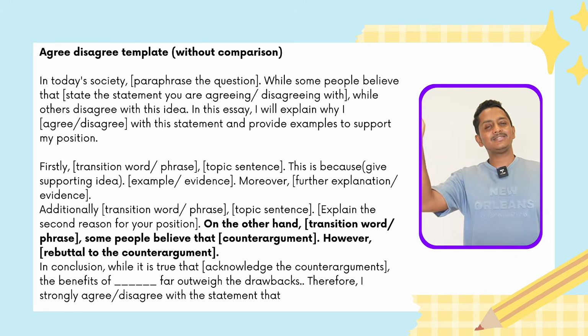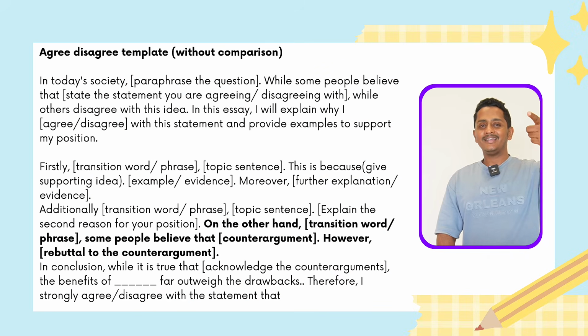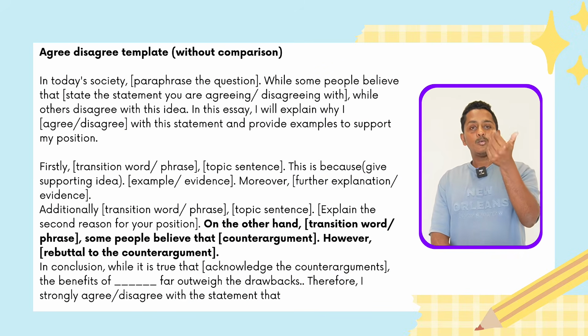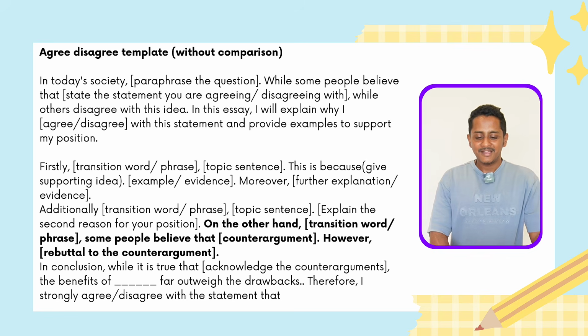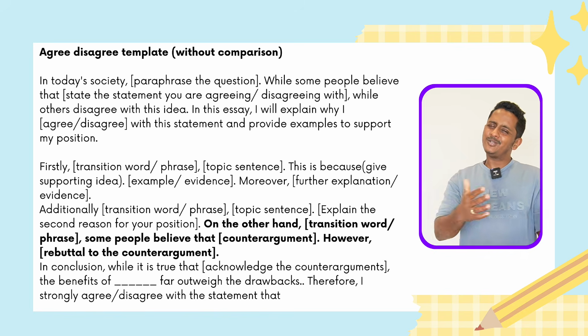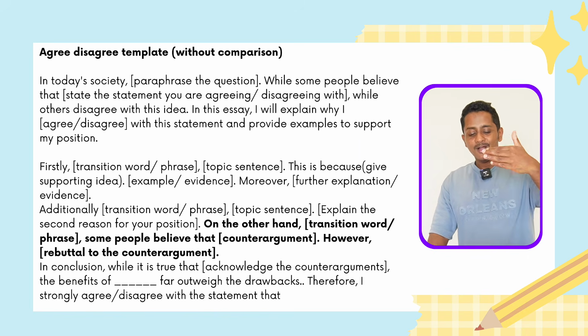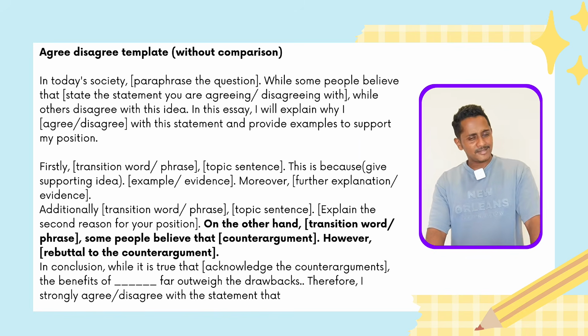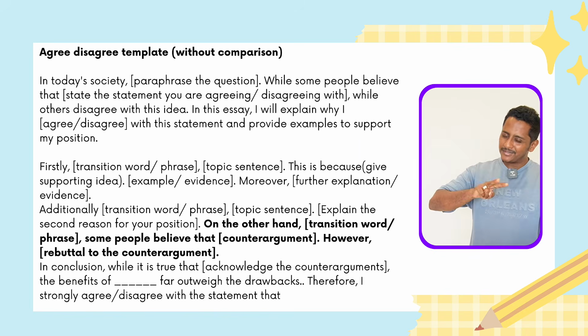Example, CWES: claim, why, example, so what. Claim is firstly, you claim your point. Why is, this is because, give supporting idea, example, and so what. If you want, you can write so what, or you can continue with one more idea. Moreover, further explanation. The next paragraph, very, very important.